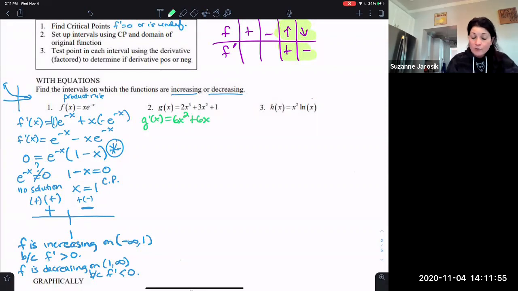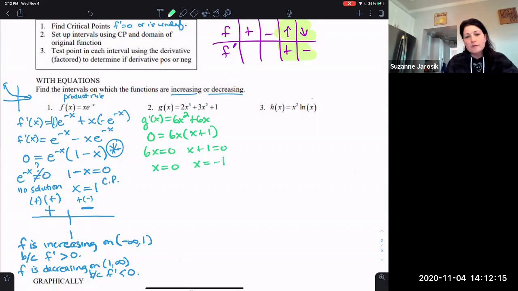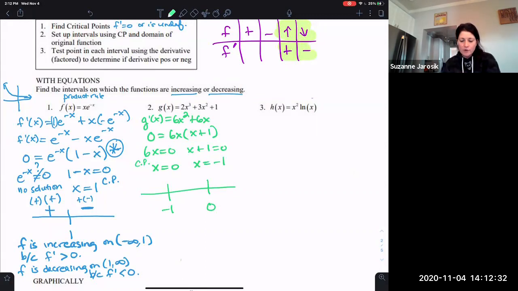And again, there are no places where the derivative would be undefined. It's a polynomial. So I'm just setting it equal to 0, and I'm going to factor and solve using the zero product property, resulting in 0 and -1 as my critical points. So I put my critical points on a number line, and I'm going to start my testing of intervals. I need to test less than -1, between -1 and 0, and greater than 0.